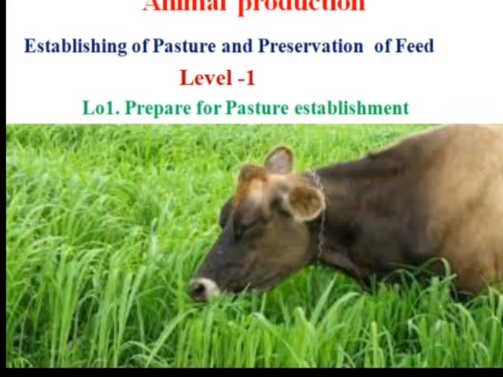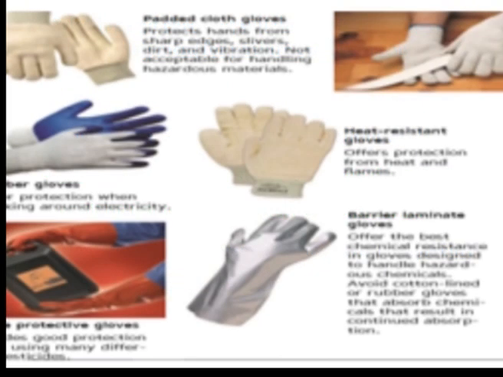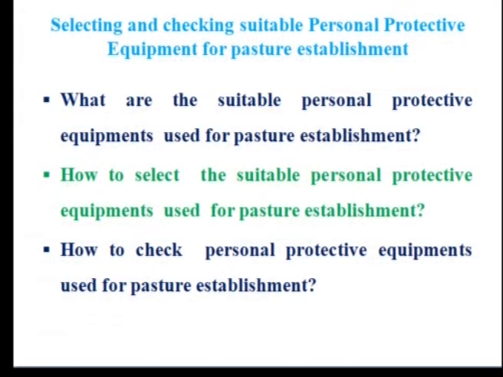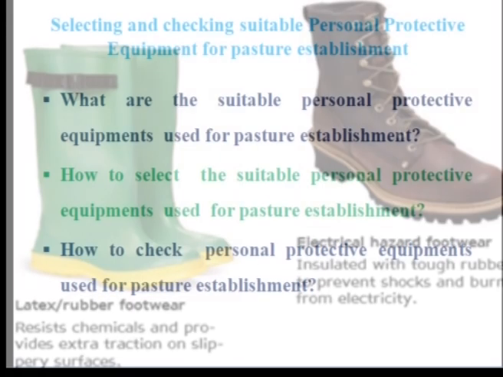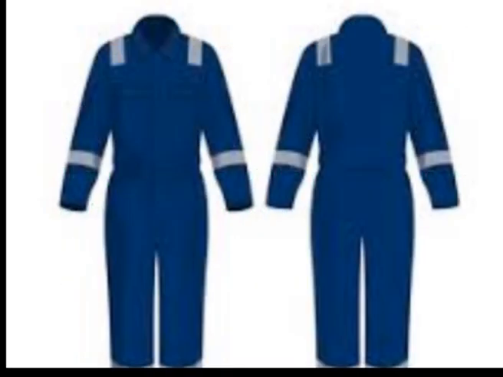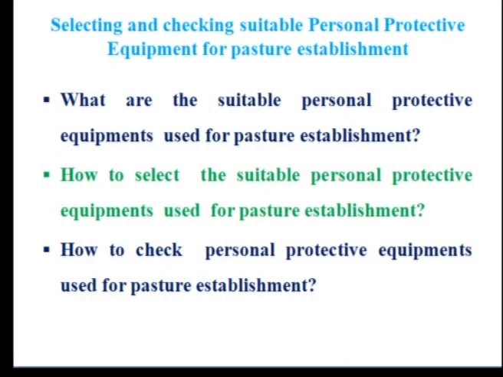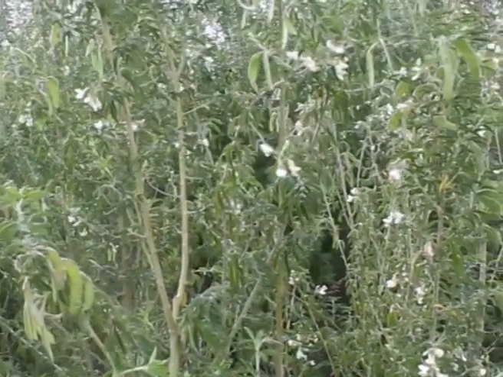Under this learning outcome, we have selecting and checking suitable personal protective equipment, or PPEs, for pasture establishment. Student, what are the suitable personal protective equipment used for pasture establishment? How to select them, and how to check them? Student, don't worry about it. We will give you complete information about them.